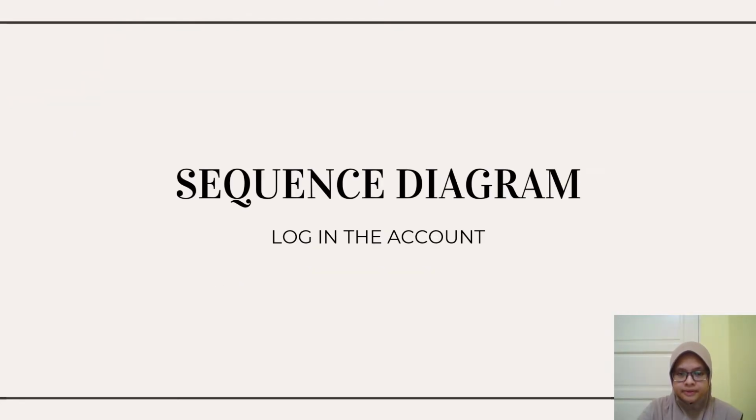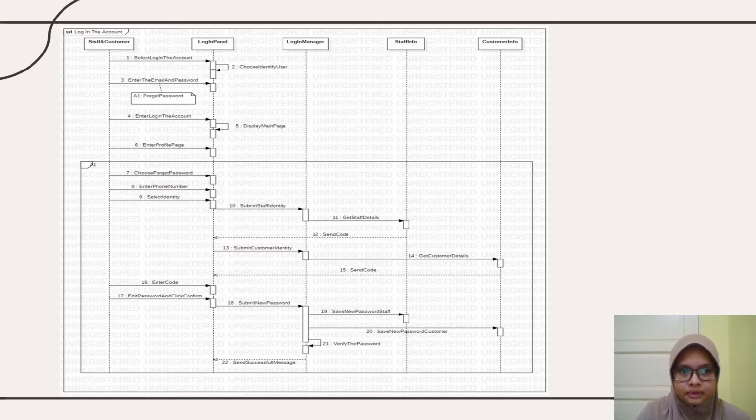For sequence diagram, I choose login the account. Now, this is our sequence diagram for login the account. Firstly, when the staff or customer want to log in the account, they have to select login the account button, and then they need to choose what kind of identity they are.